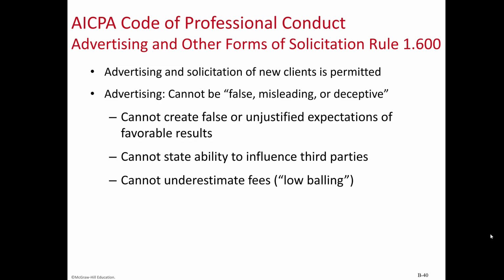Now let's talk about Rule 1.600, advertising and other forms of solicitation. So you are allowed to advertise and solicit new clients, and advertising cannot be false, misleading, or deceptive. So you can't create any unjustified expectations of favorable results. You cannot state the ability to influence third parties, and you cannot lowball or underestimate your engagement fees.